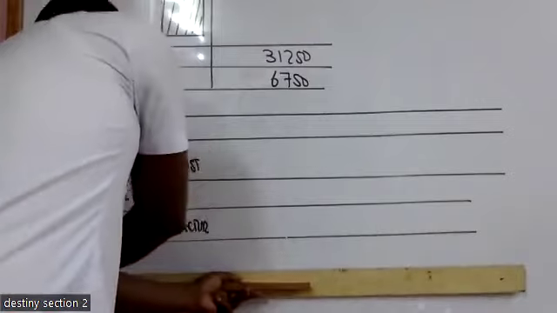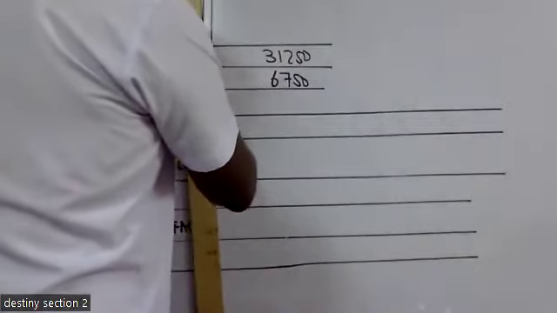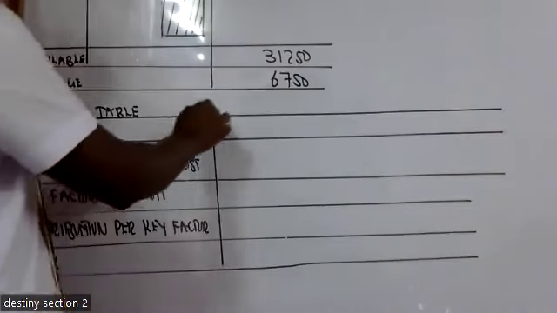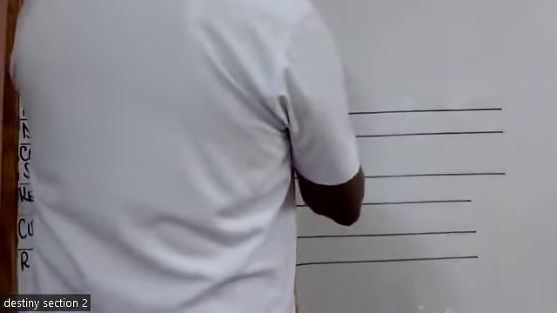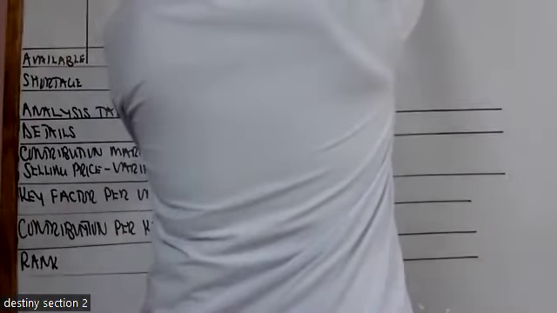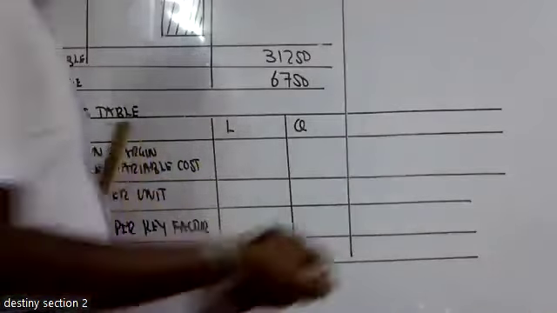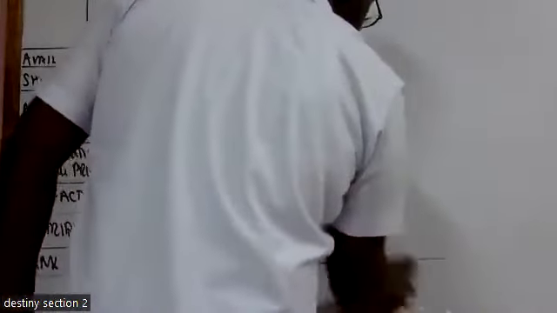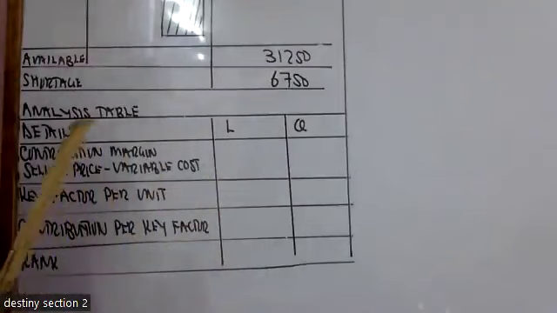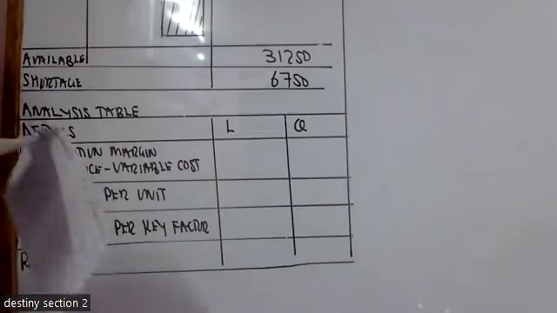Then we have the rank. So we have product L, and we have product G. So you remember from the break-even topic, that the contribution margin is the selling price minus variable costs.